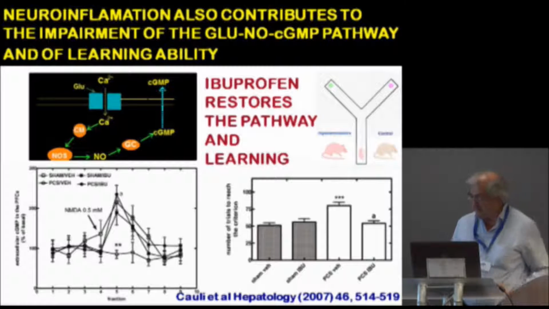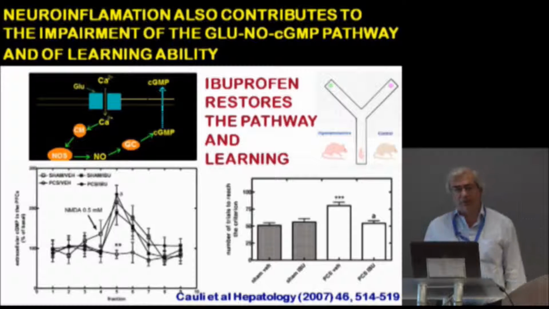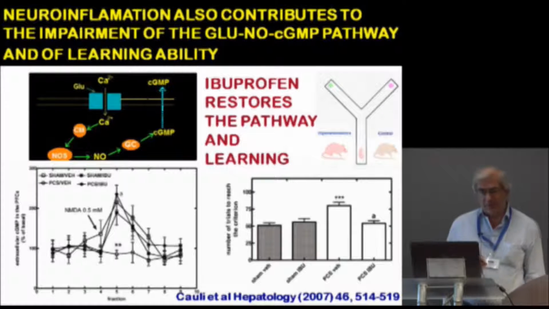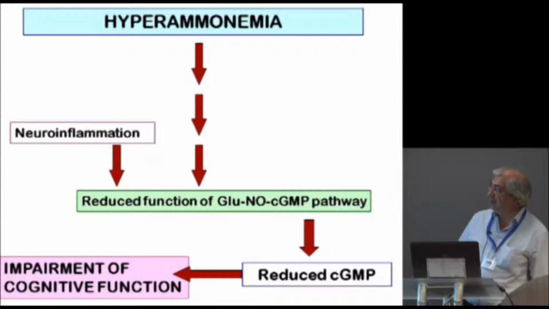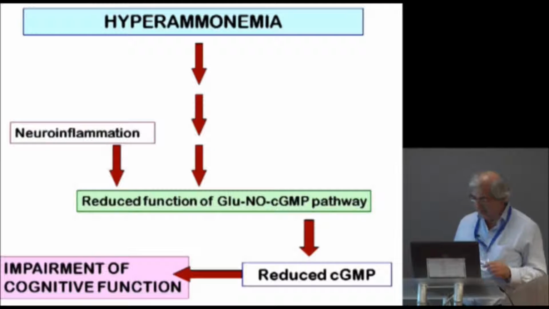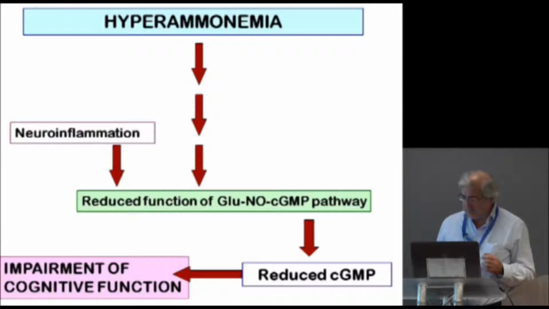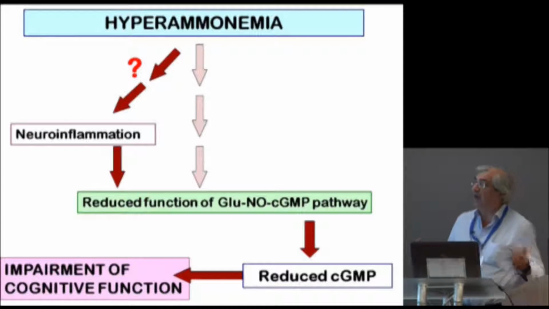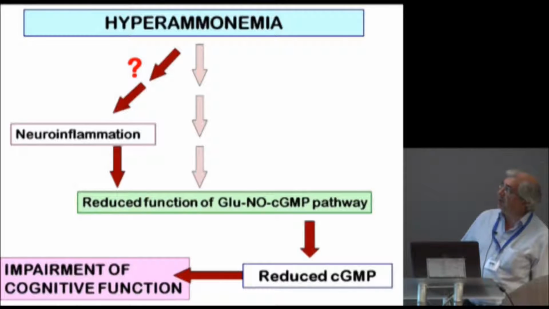However, in these studies, the treatment with ibuprofen reduced inflammatory factors but did not eliminate hyperammonemia. And we have rats with hyperammonemia without liver failure, which have reduced function of the pathway. It seems that there is some incongruence there. Taking into account this data, we were led to the hypothesis that hyperammonemia will not do this directly, but hyperammonemia should induce neuroinflammation, which mediates the effect on the pathway.